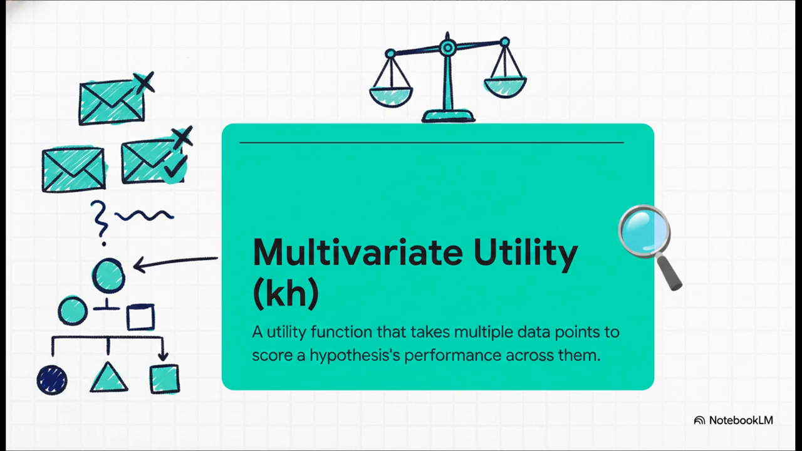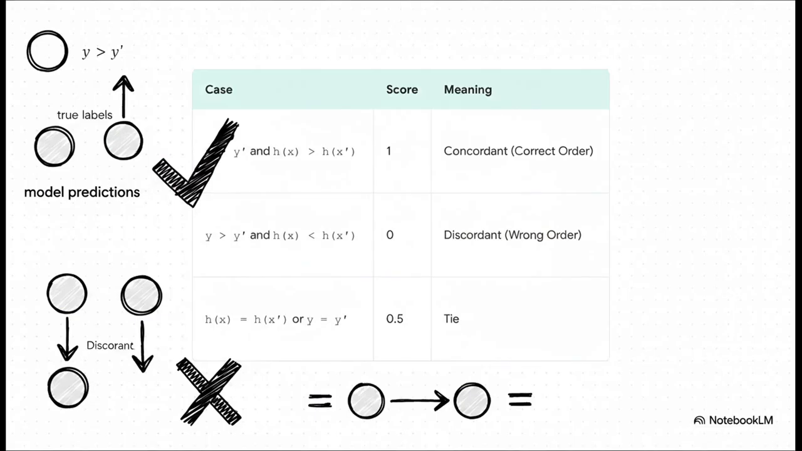So it might take a pair of items, say 2 different emails, and instead of scoring each one individually, it asks a different question. Did the model correctly give a higher spam score to the email that was actually spam? The concordance indicator is the perfect tool for exactly this. It takes 2 data points and it compares the order of their true labels to the order of the model's predictions. If the orders match up, we call that concordant, and we give it a score of 1. But if the model got the order wrong, we call that discordant. It gets a 0. Simple as that.